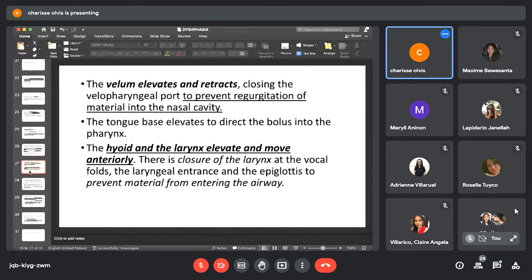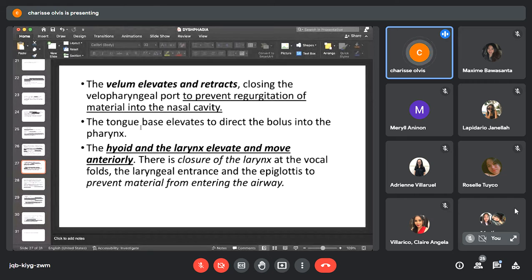During the pharyngeal phase as well, the velum elevates and retracts, closing the velopharyngeal port to prevent regurgitation of material into the nasal cavity. So what is regurgitation? The food goes back, the action of vomiting. So instead of the food going down, it comes up. Right?